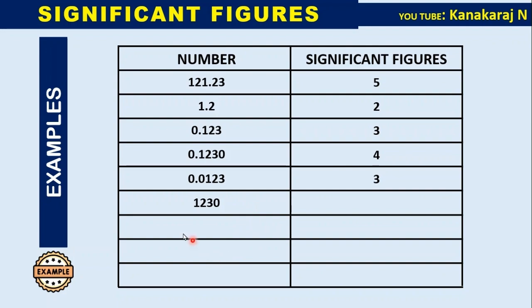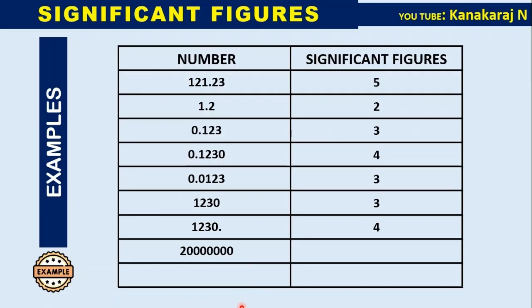The next, 1230. Here, this is not a decimal number, this is a whole number. So when a number does not have a decimal point, the trailing zeros are not important, so it has only three significant figures. The next one, 1230 point. This is a decimal number. When there is a decimal point, all digits are significant. So this number has four significant figures.